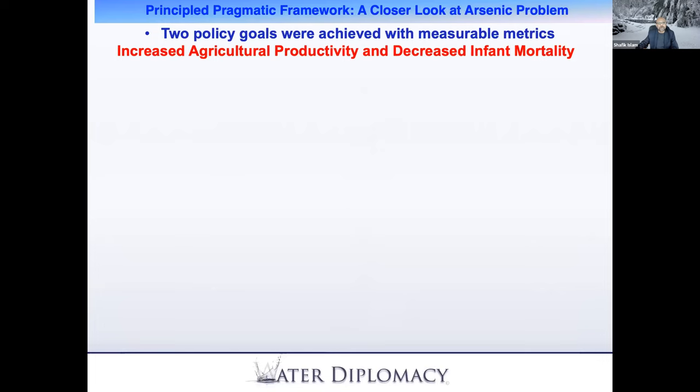So if you look at what Bangladesh has done, they wanted to have two policy goals, and these were achieved with tremendous success. It increased agricultural productivity and decreased infant mortality. Agricultural productivity has gone up by almost 100%. Infant mortality was the lowest in South Asia. So in those terms it was very good, a basically successful story from 1960 to almost the 1980s.